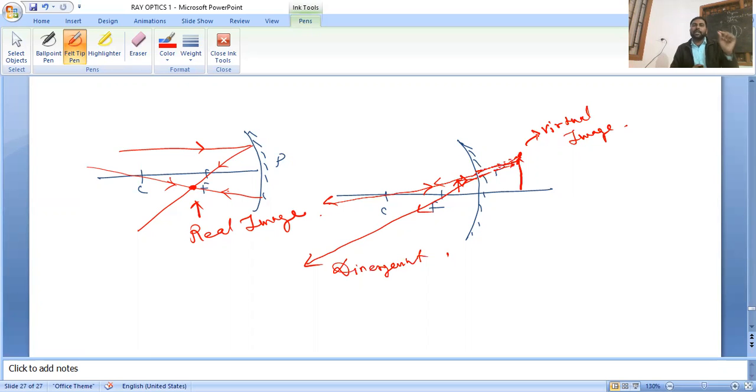When the object is placed at this point, the image will be formed at this point. What will be the size and nature of the image? Will it be virtual or real, magnified or diminished, upright or erect, or inverted? We will discuss all these cases in the next class.